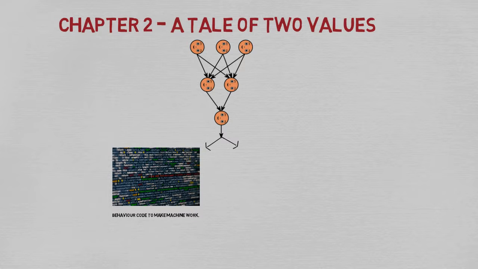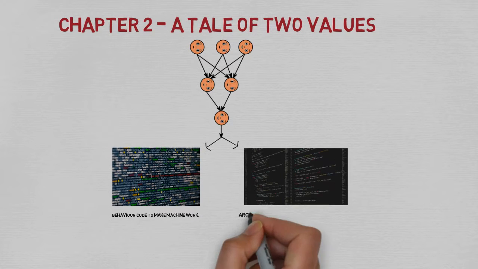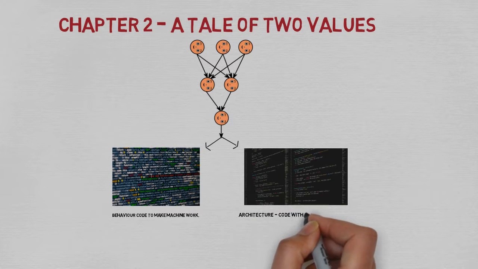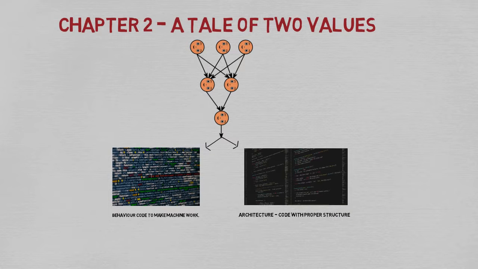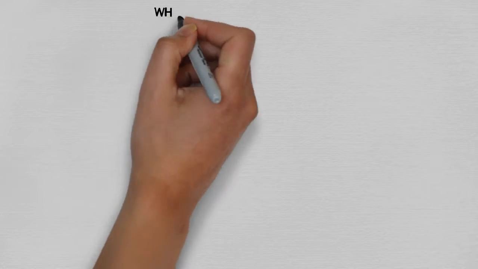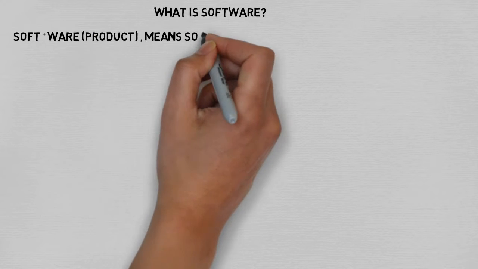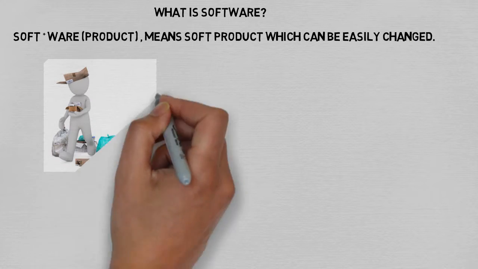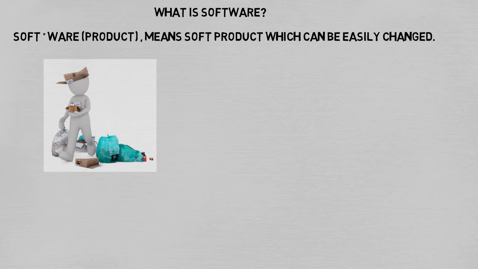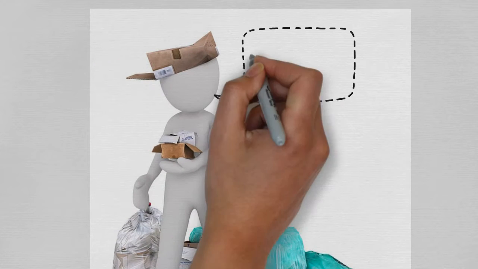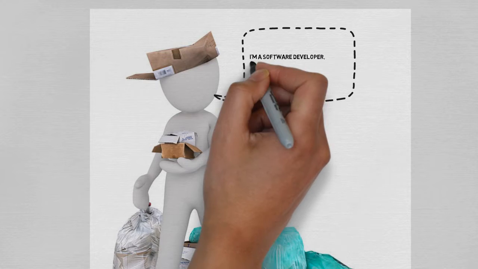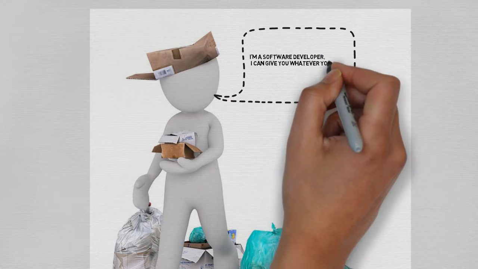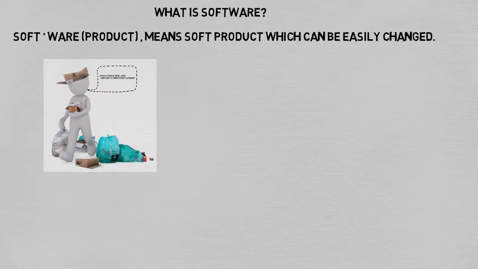Then in the second chapter he told the tale of two values: the business basically getting some lines of code from the developer, which the machine understands and which gives some output. The second approach does the same thing but in a good manner, with proper architecture. And then he mentions what software architecture is. Soft means software, meaning the product. So software should be very soft. It can be easily modified, can be extended, and can adapt to the new era.